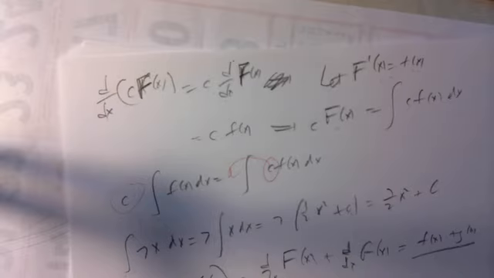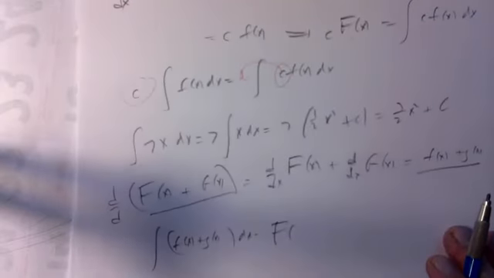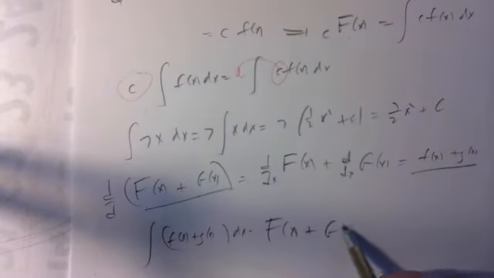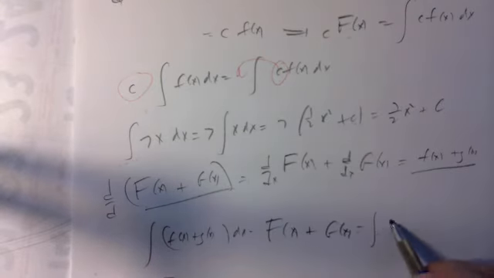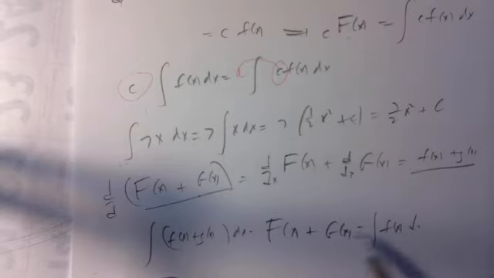And let's suppose the derivative of capital F is little f, and the derivative of capital G is little g of x. So that says if I differentiate F of x plus G of x, I get little f plus g of x. So the integral of f of x plus g of x dx is capital F of x plus capital G of x. And capital F of x was the antiderivative of f of x, and capital G of x was the antiderivative of little g of x.